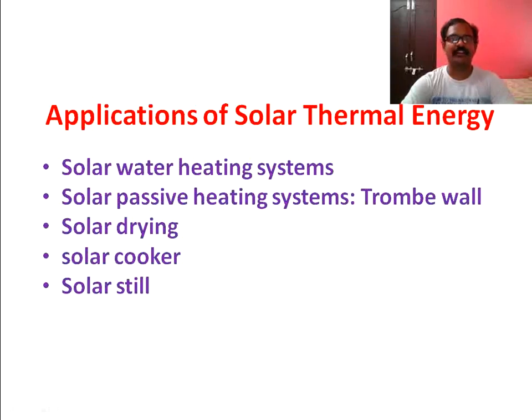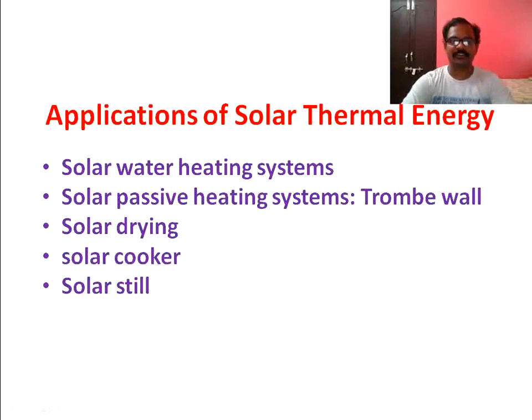The first one is solar water heating. The second is solar room heating, or space heating, which we'll also call by using a concept called Trombe wall. The third one is a solar dryer, the fourth one is solar cooking, and the fifth one is solar still, which is nothing but solar desalination. Right, these 5 things we are going to see in this particular video.